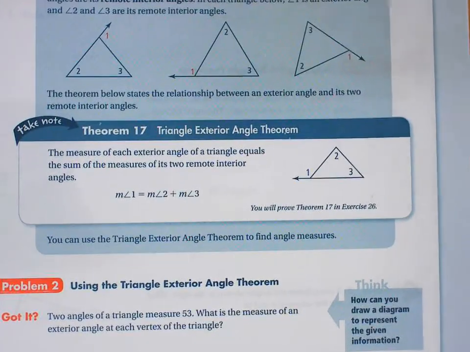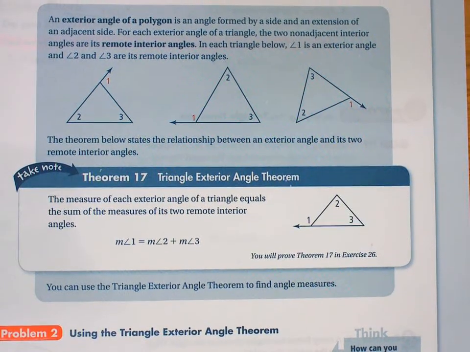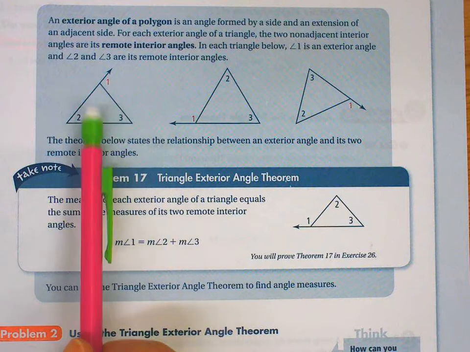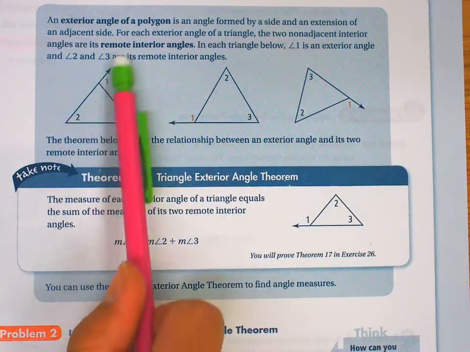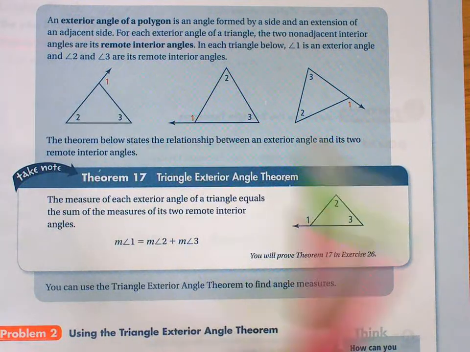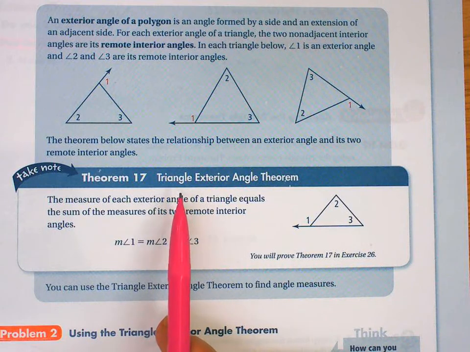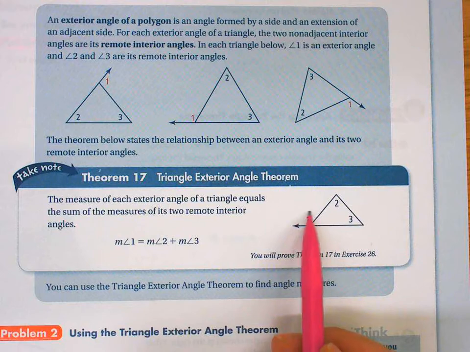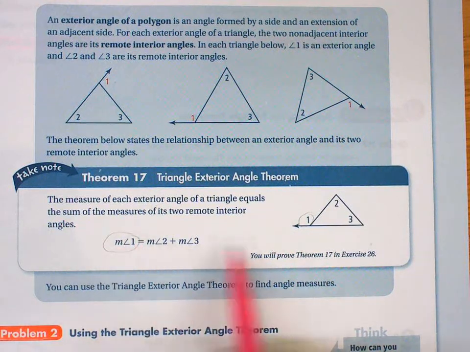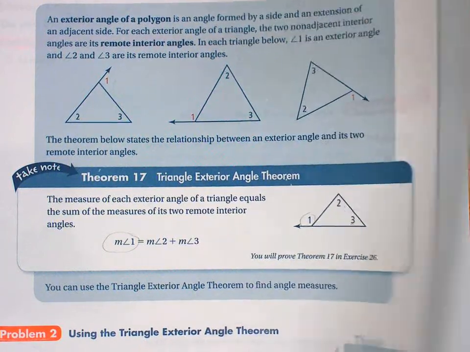I'm moving on. I'm going to skip these examples, but here on page 101, it's good for you to check the three different ways you could draw a triangle with an extended side, and that shows you the exterior angle. Okay, so here's the other theorem that we took notes on. Theorem 17, the triangle exterior angle theorem: the measure of the exterior angle, measure of angle 1, equals the measure of angle 2 plus the measure of angle 3.